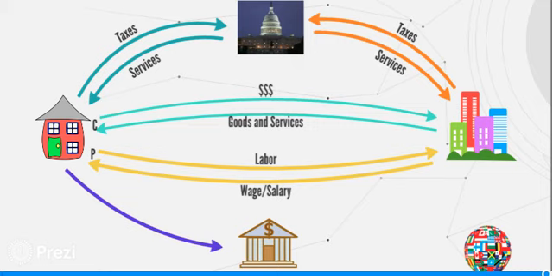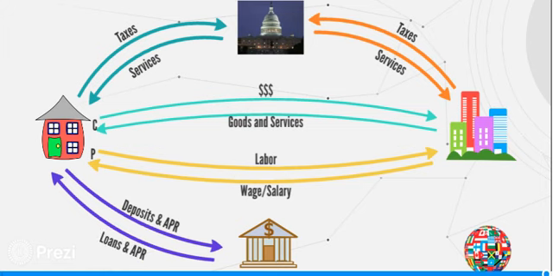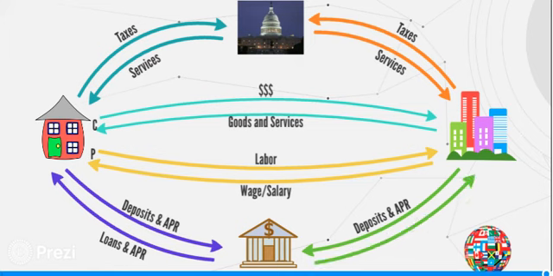Okay, let's go down here to banks real quick. This is the very last thing we're going to talk about in Unit 9. So a household gives the bank deposits. You put money into the bank, either in the form of you paying back a loan or your savings account. So you give deposits and interest to the bank, and in exchange, they give you loans and APR back. And the same is true for businesses. They give the bank deposits and APR, and they receive loans and APR in exchange.